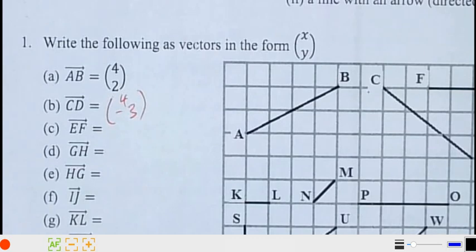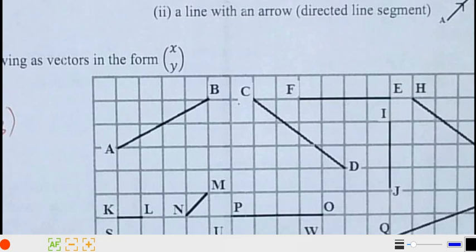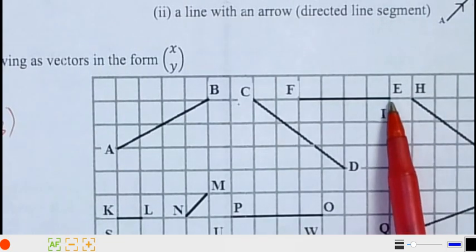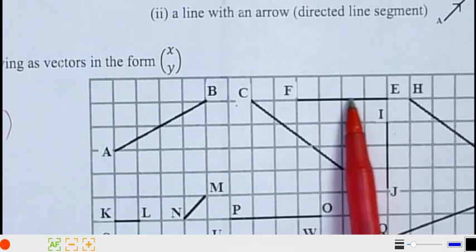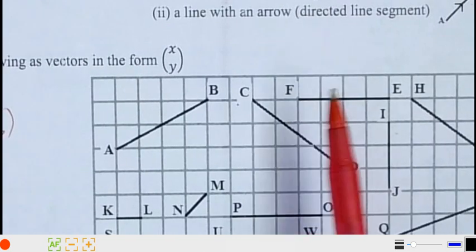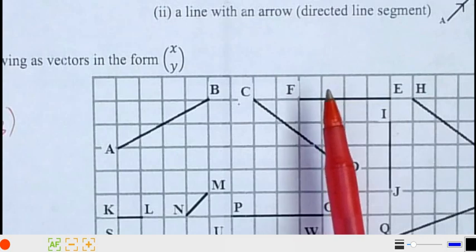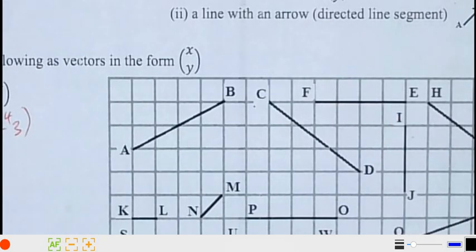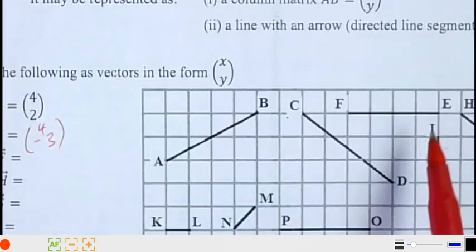What about vector EF? What about vector EF? That one might be a little challenging. We're going from E to F, 4 units to the left. So it's going to be what? 4 units to the left? 1, 2, 3, 4. So let me ask you a question. How would you represent that one? No. In the vector form. In the vector form.